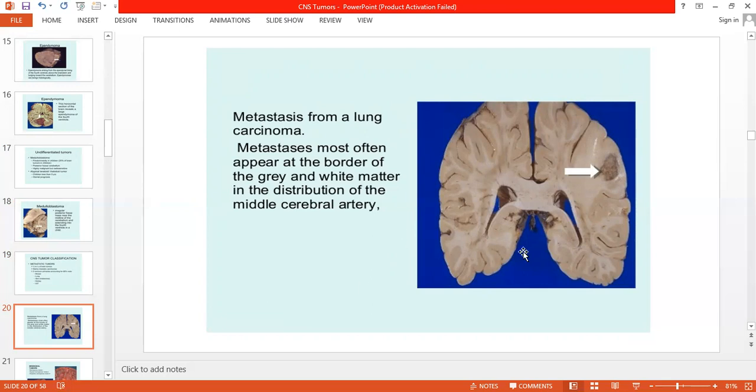Why again the gray and white matter junction? Because of the bifurcation of arteries over here. A straight artery passing like this will divide into horizontal branches, like they form a T. So there they get trapped, and there they start their activity.